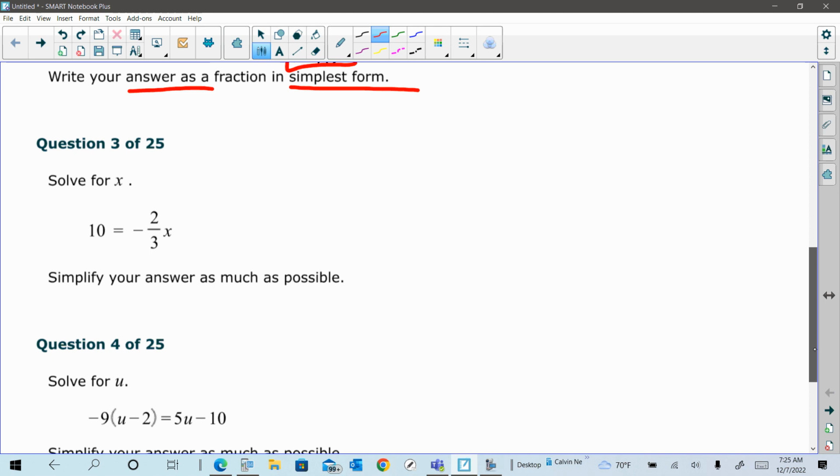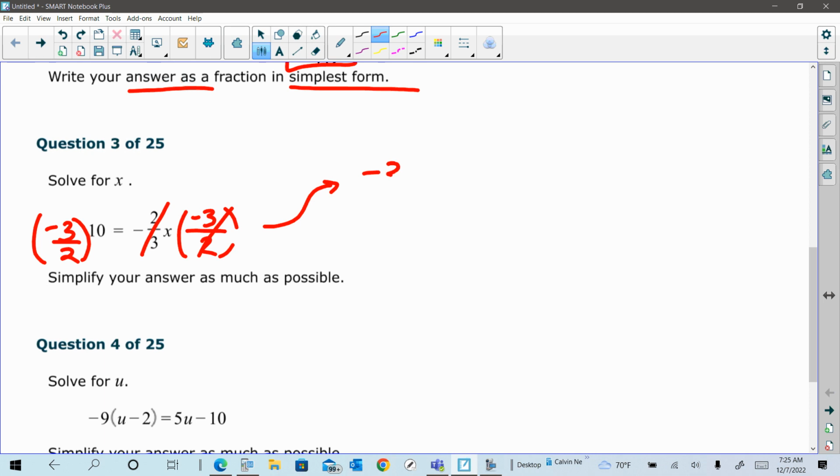You're going to have a couple proportions or solving for x, which is a 1-step equation, and some 2 to 3 steps. There's 2 ways you can do this. Just get rid of the fraction by doing the reciprocal. That would be a -3/2 on both sides. That gets rid of this fraction. Now my x is by itself. So this would be -30/2 equals x, and this can be simplified to just -15.